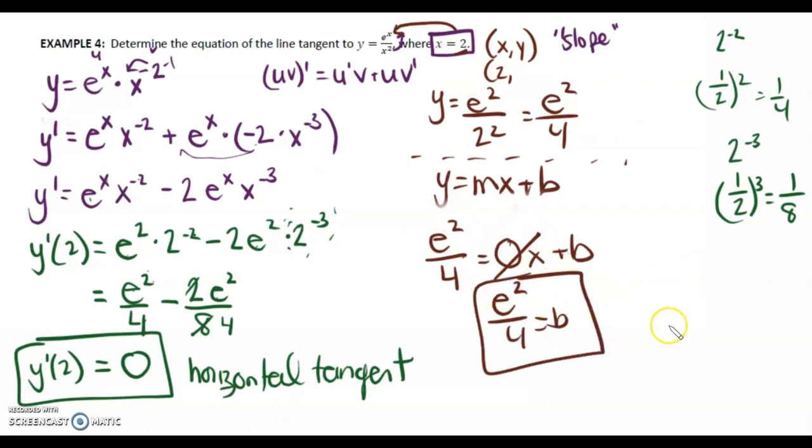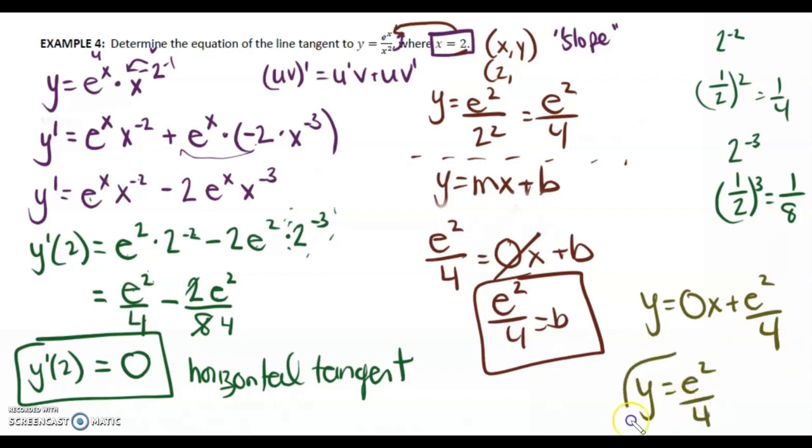So that works. So our equation is, okay, y equals 0x plus e squared over 4, or simply y equals e squared over 4. This is the simplified version.